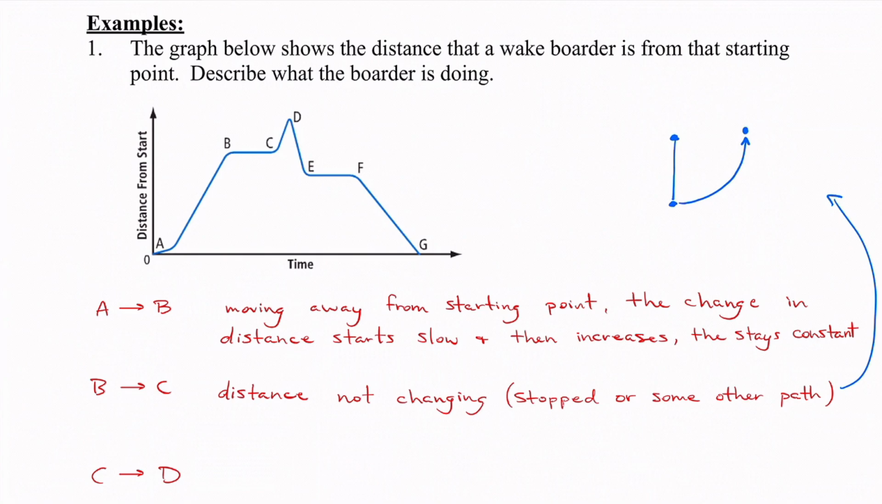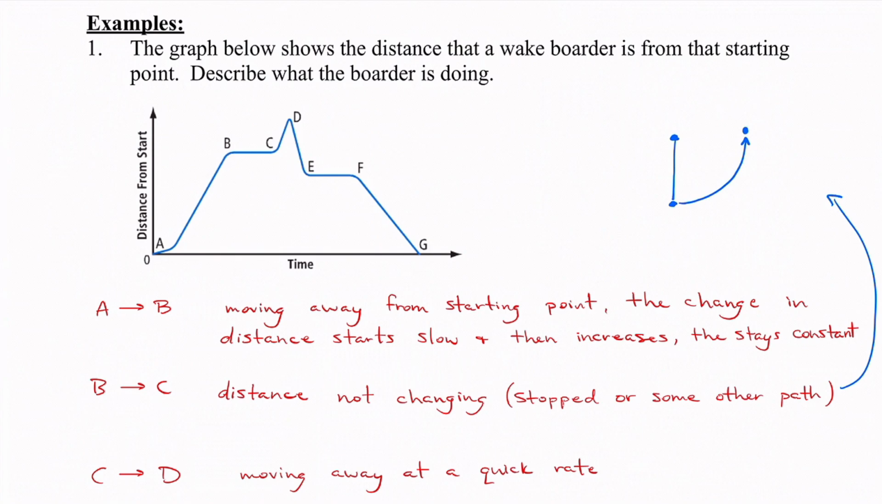Okay, next we're on from C to D, so I can see from there his distance started going up, so we went farther away. So we can write that. He's moving away at a very steep rate, so it's at a quicker rate. So let's write that. So moving away at a quicker rate.